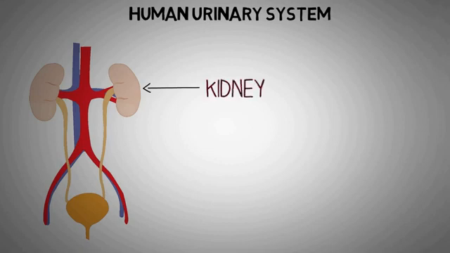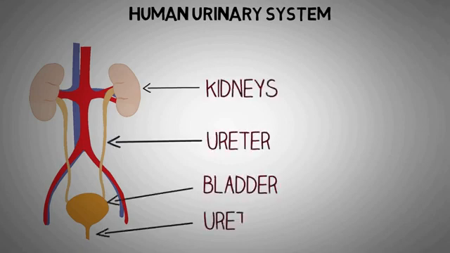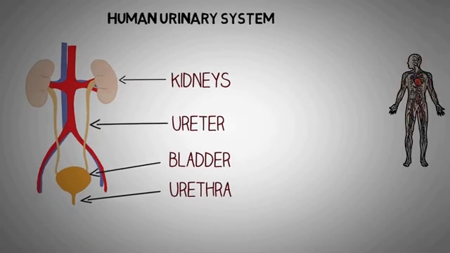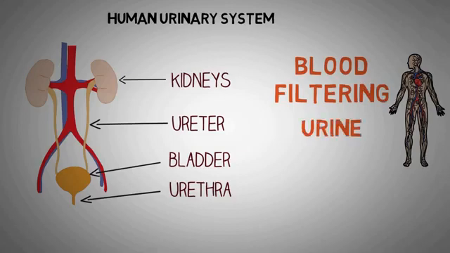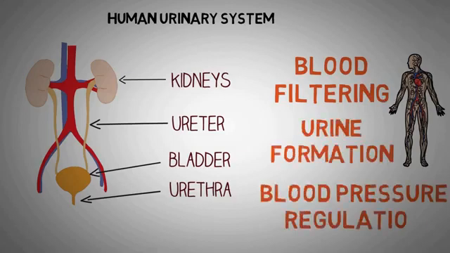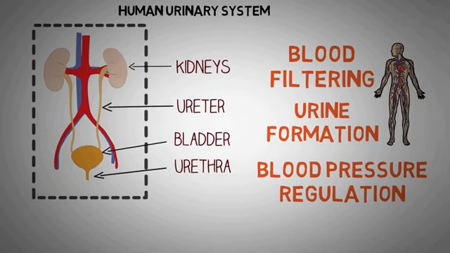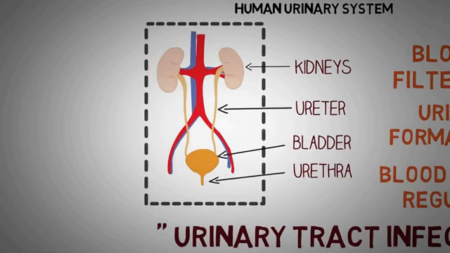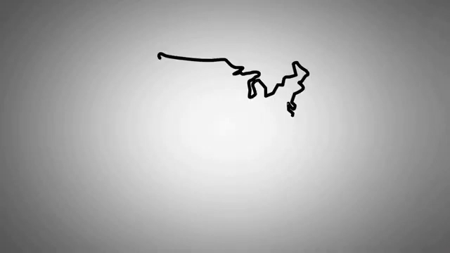The human urinary system comprises a pair of kidneys, a pair of ureters, the bladder and the urethra that perform the basic functions of the body like filtering your blood, urine formation and blood pressure regulation. Infection of any part of the urinary system is known as a urinary tract infection or UTI. Urinary tract infection is a very common and painful human illness.